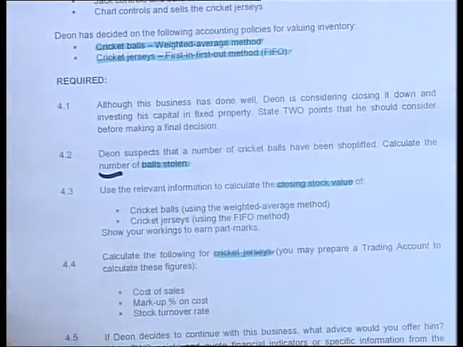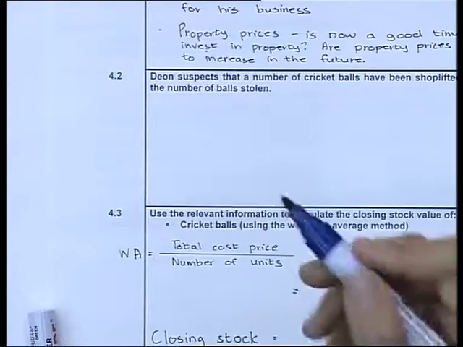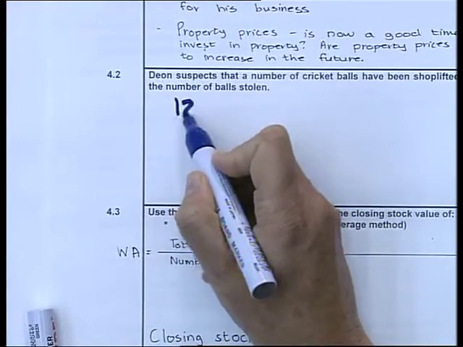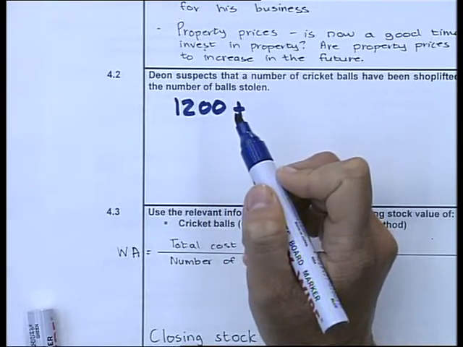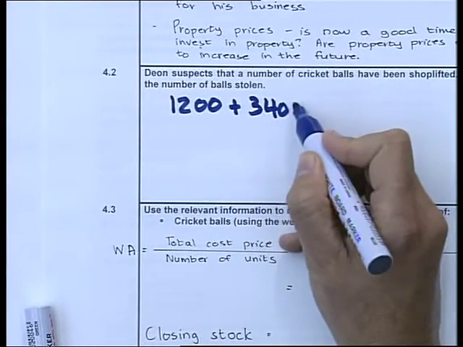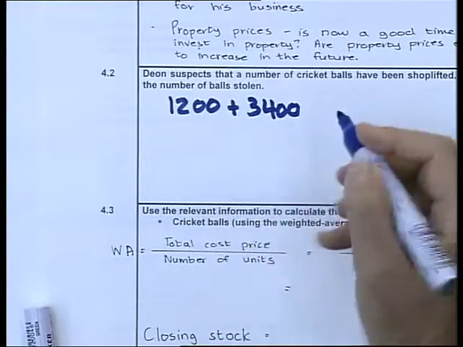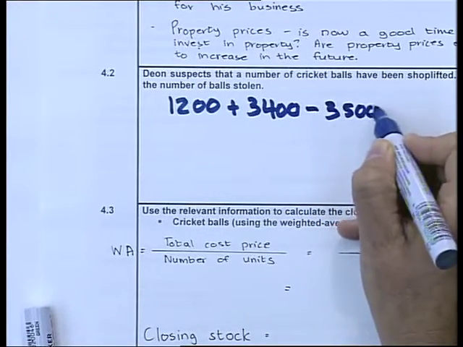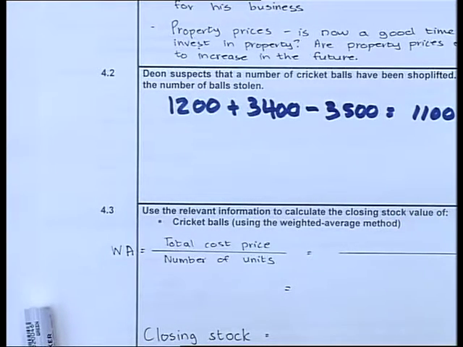So let's go there. 4.2. So let's go see again. How many units did we have on hand at the beginning? 1,200. How many did we purchase during the year? Units purchased during the year was 3,400. So that's what we had available for sales, the 4,600. How many of that did we sell? Minus 3,400. So in fact we should have 1,100 balls in the closing stock.